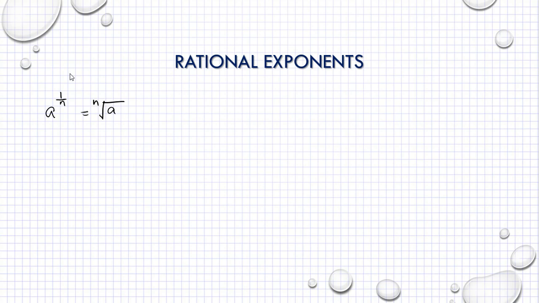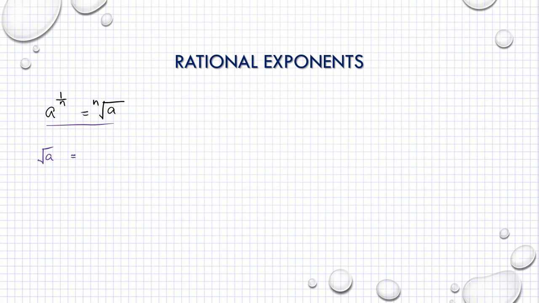Welcome back. I will be discussing rational exponents. As I introduced in my previous video, a base with an exponent 1 divided by n is the same as the nth root of a. So, for example, if we use this equation, then we have, for example, the square root of a.